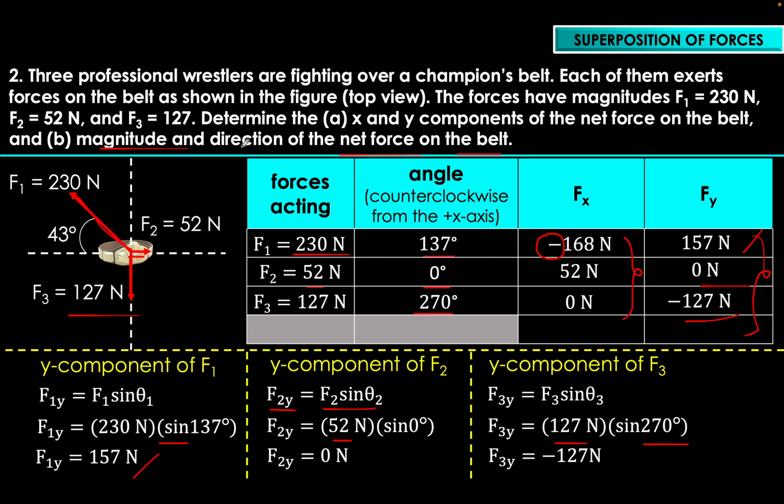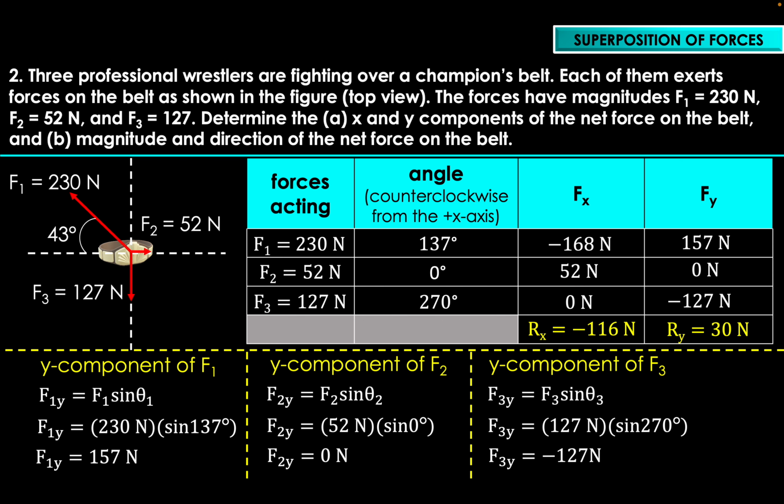What you need to do next is solve for the net force on the belt by determining the magnitude and direction of that net force. For you to do that, first add all the x components of the forces acting on the belt. That's going to be negative 168 plus 52 plus 0. It will give you negative 116 newtons. Next, add all the y components of all the force vectors. That would be 157 plus 0 plus negative 127. It will give you 30 newtons.